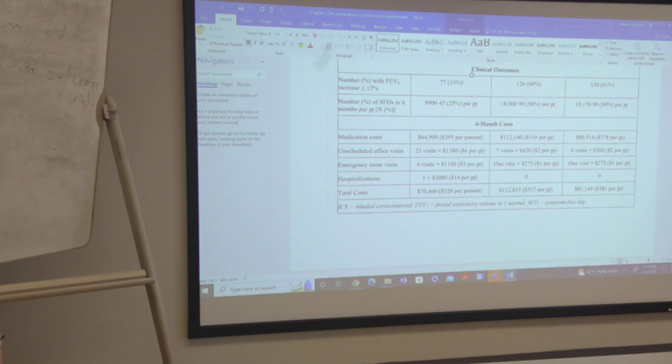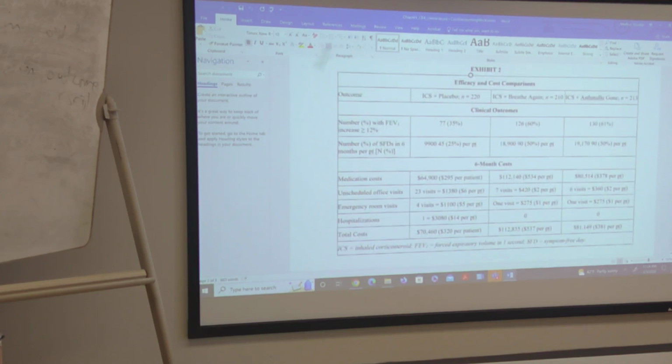220 times 45. 45, right? That's the symptom-free days. 45 symptom-free days for 220 patients. $9,900 in 6 months. So you're taking.